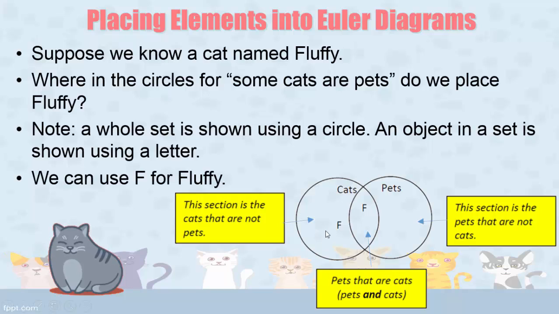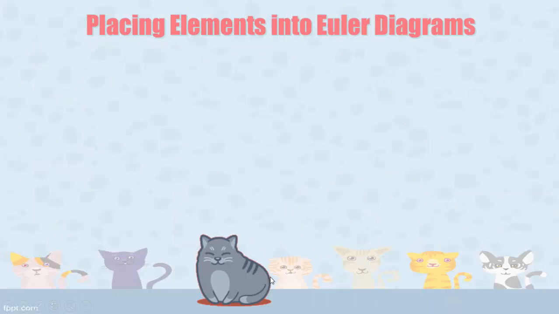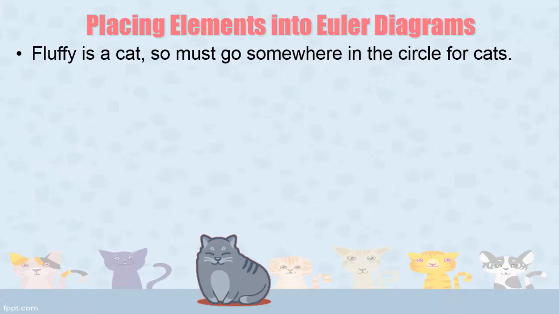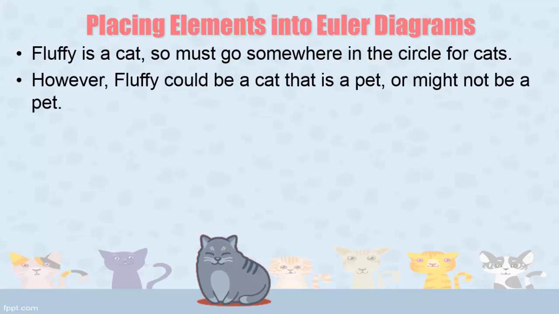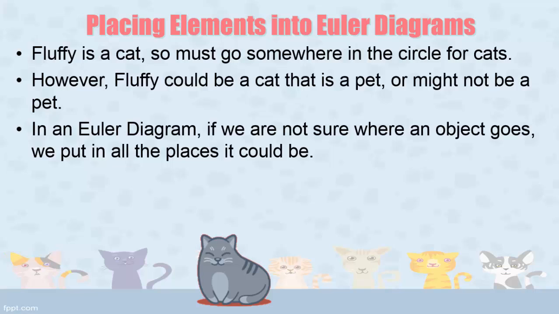So we can put F here too. So if Fluffy turns out to be a lion cat, well, then Fluffy would be here, but Fluffy could also be a pet cat. So we use F to represent Fluffy. Fluffy is a cat, so it must go somewhere in the circle of cats, but as mentioned, Fluffy may or may not be a pet cat.